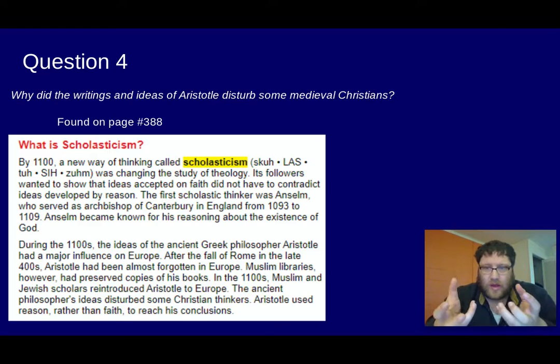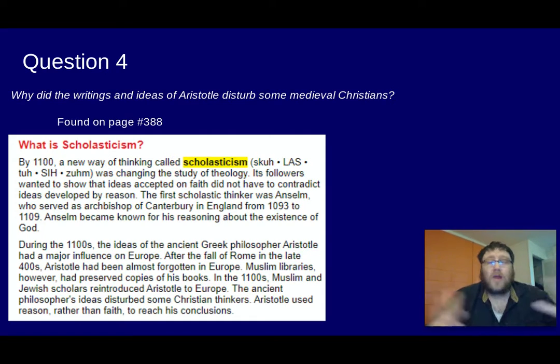He used reason, and a lot of the Christian thinkers used their faith in God and whatever they believed in to explain life. And Aristotle used reason and other approaches that were completely different from the Christians, who dominated at the time. So that's kind of why they clashed.